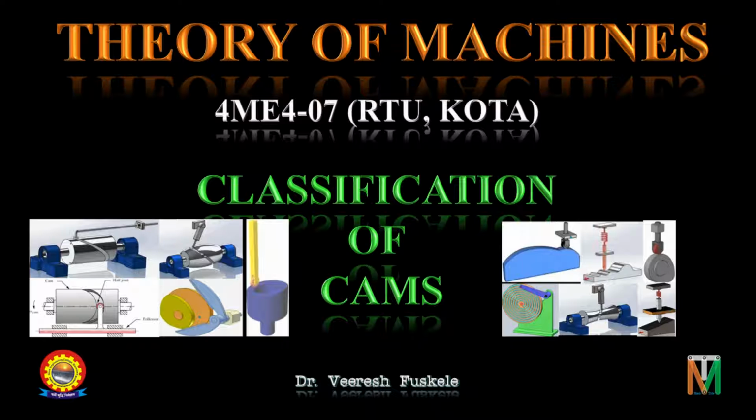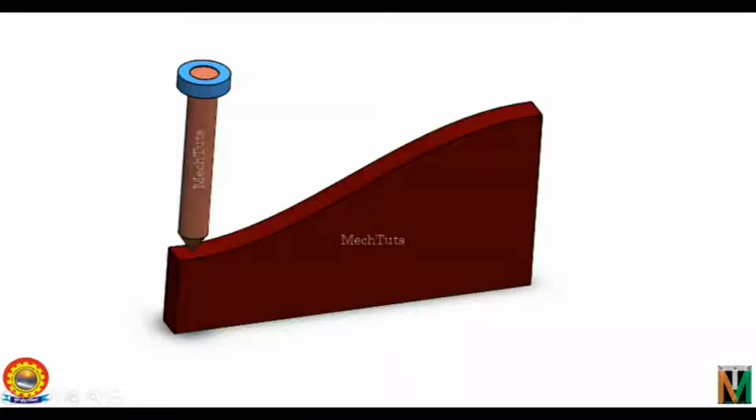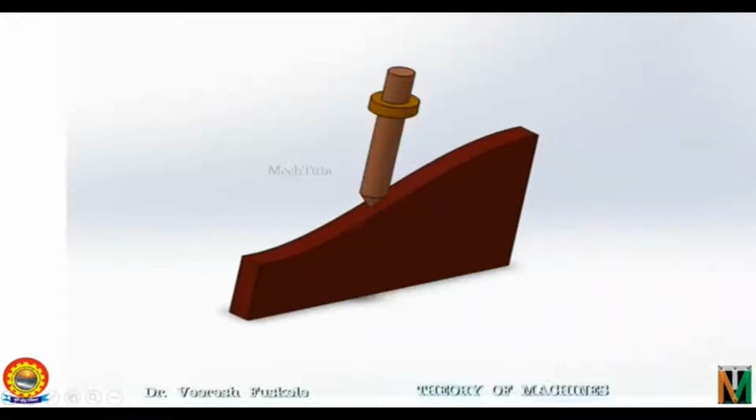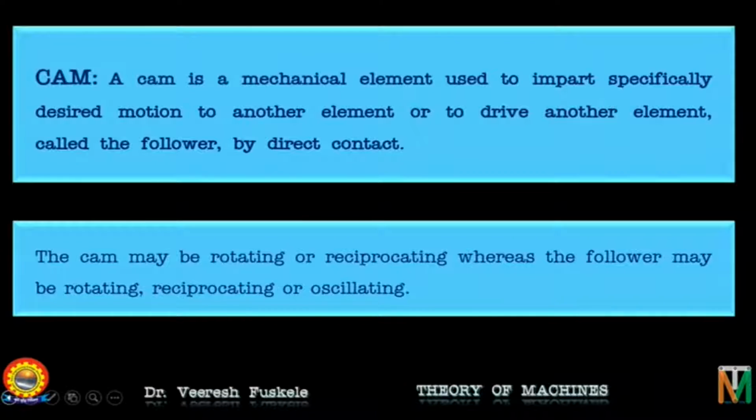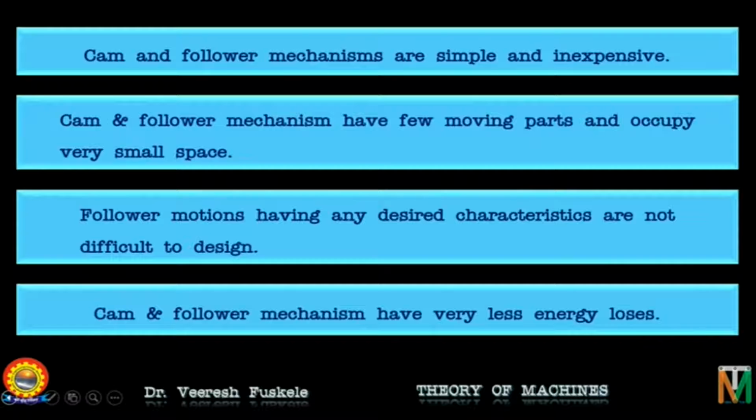In today's lecture, we will discuss the classification of cams. In the previous lecture, we started the topic cam and follower. We discussed what is cam and follower mechanism and why it is required and what are its utilities. We also defined the cam and further discussed the advantages of cam and follower mechanisms. In today's lecture, we will discuss the classification of the cam. So let's start with the classification of cam.